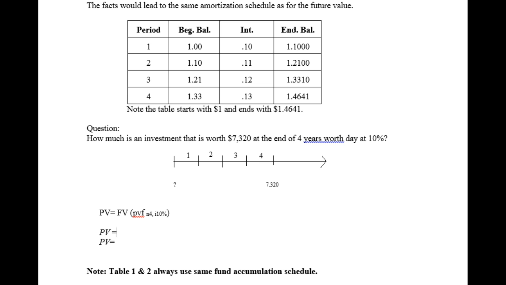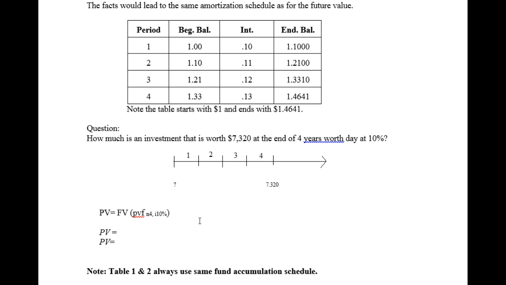Table 2 is also built on how much $1 would be, so you can use it as an interest factor. If it works for $1, it will work for any amount of dollars. So how much is an investment that is worth $7,320 at the end of 4 years worth today? Notice why I put my question mark. If I know I can earn 10% over that 4-year period.